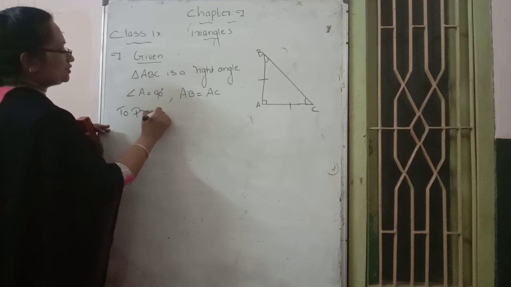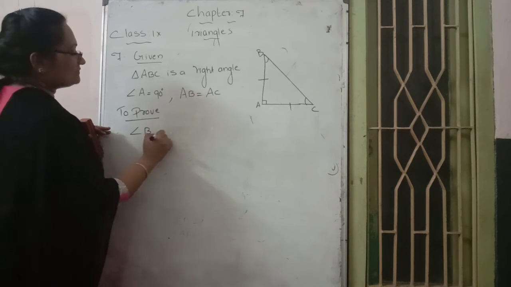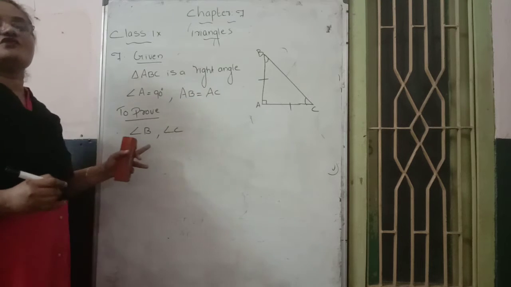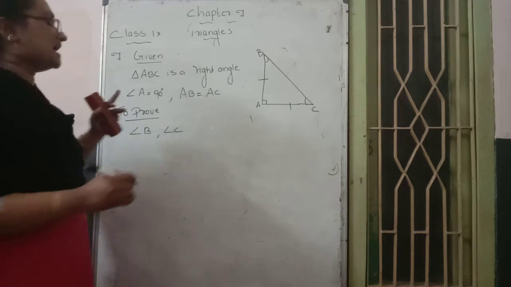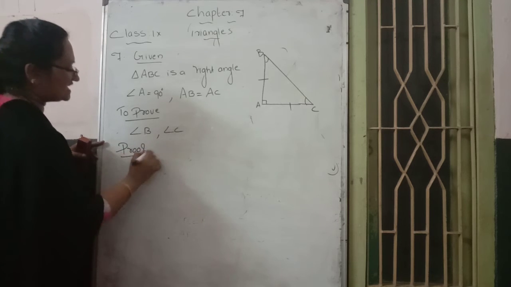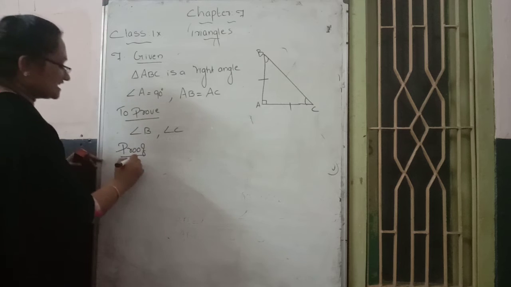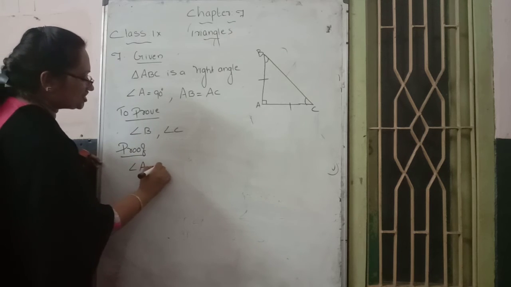What we want to prove? We want to find out angle B and angle C. Then the third step: here also there is no construction, that's why we can directly go through the proof. How to prove that? Here they have given us angle A is 90 degrees.